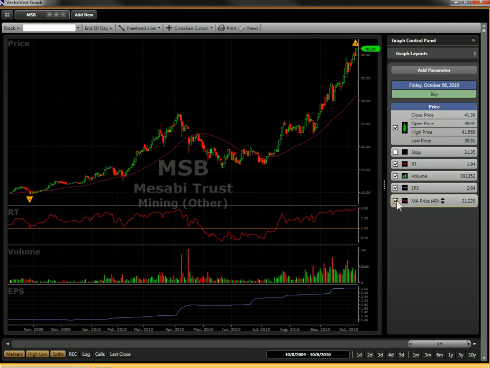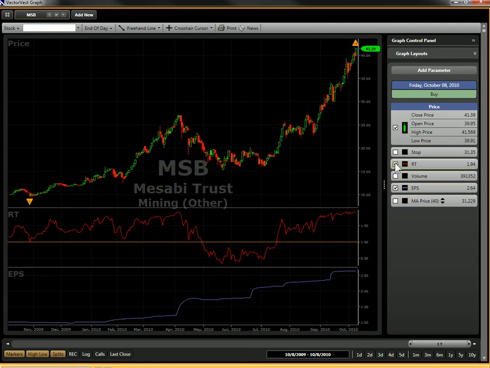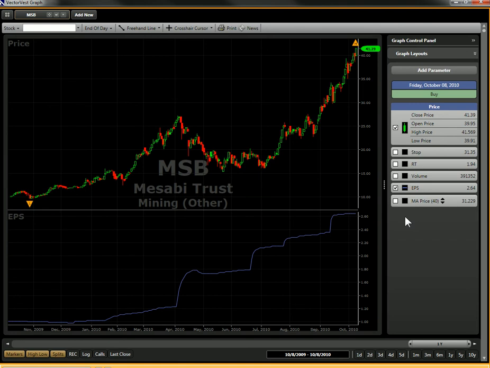I'm going to uncheck the moving average, volume, and RT to make things a little clearer to see. You want to favor stocks with smooth increases in price and smooth increases in earnings. As you go through these graphs, write down the ticker symbols of the stocks you would consider buying. If you see something that concerns you, move on to the next graph. You will find one or more that you like. Let's look at a few graphs.